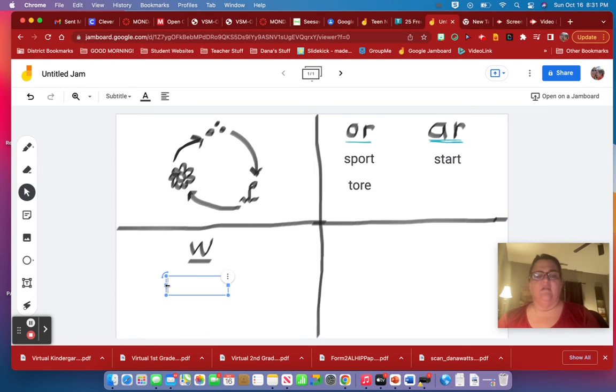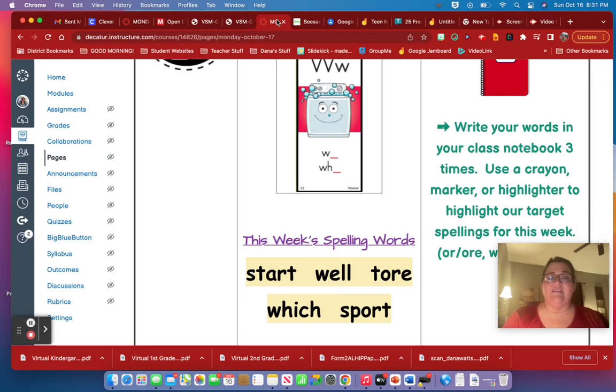We have well, W-E-L-L, which can mean a couple of things. Somebody might say, well, I think I did a good job. Or you might have heard of a well where people put a bucket down in it to get water out. Or, are you feeling well? It's going to have several meanings. W-E-L-L, well. So that's that w sound with just W.